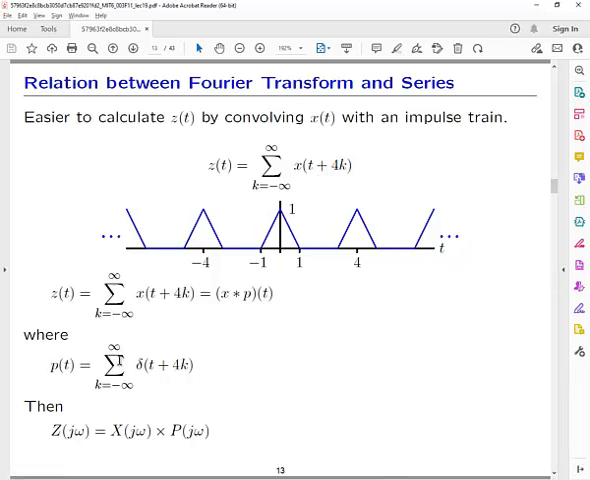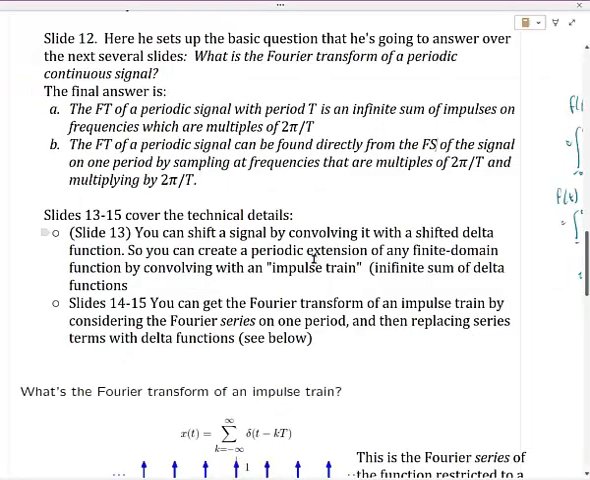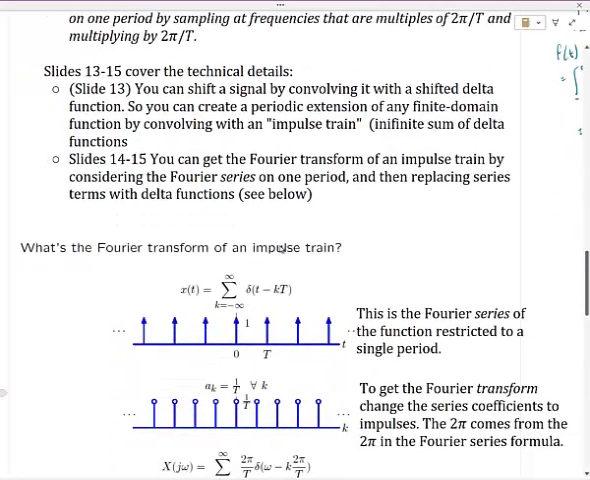So the strategy is, once we have this, we can get the Fourier transform by taking the product of the Fourier transform of my single triangle wave, which he computed earlier, times the Fourier transform of this series of pulses. Then he finds the Fourier transform of the series of impulses in a very nice way.